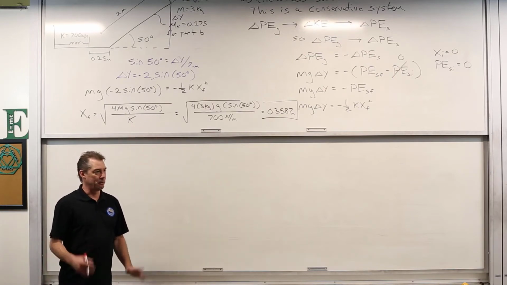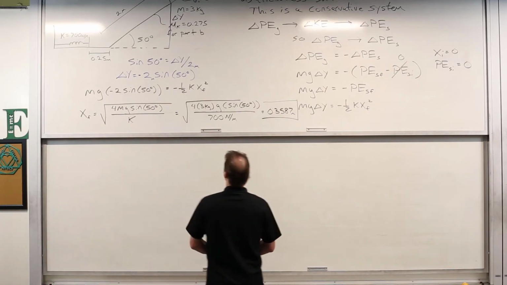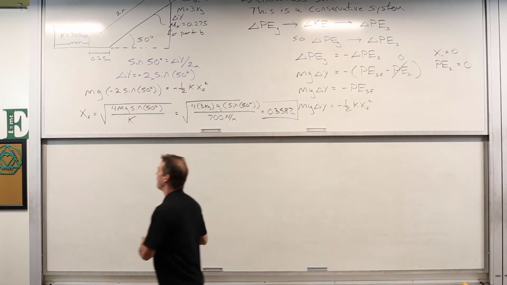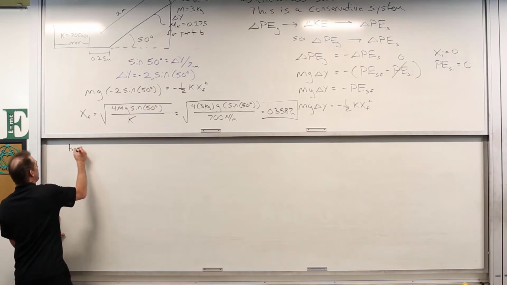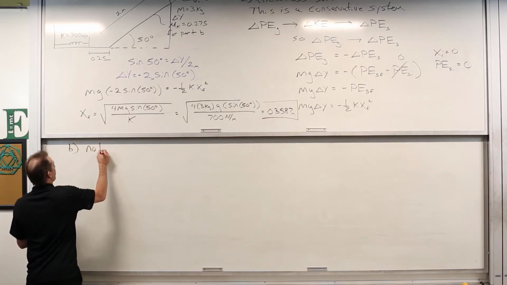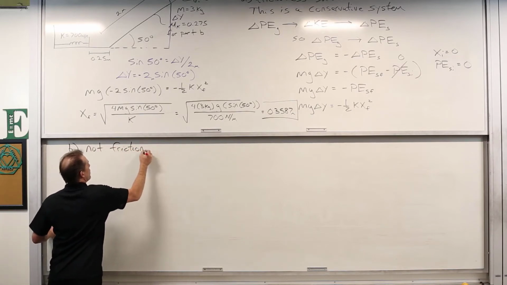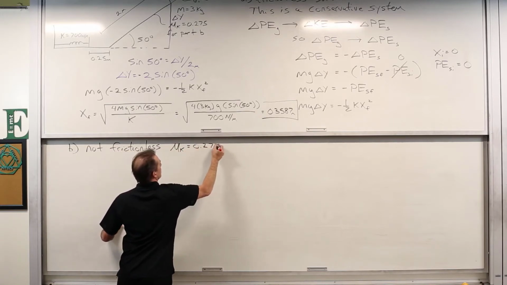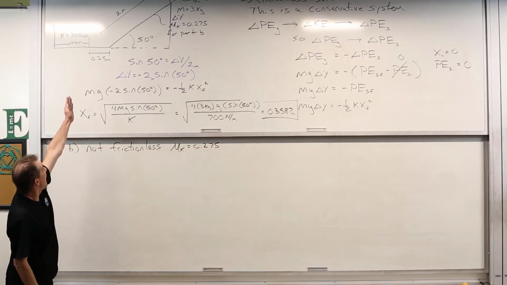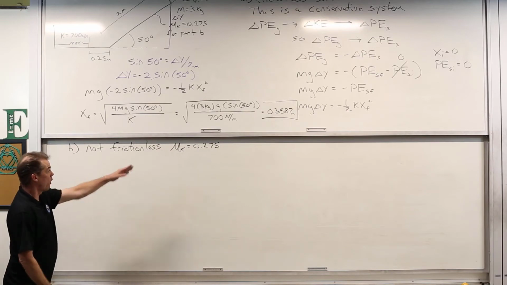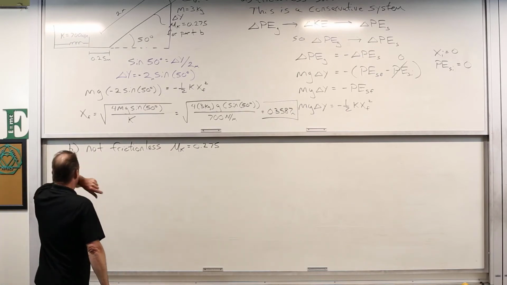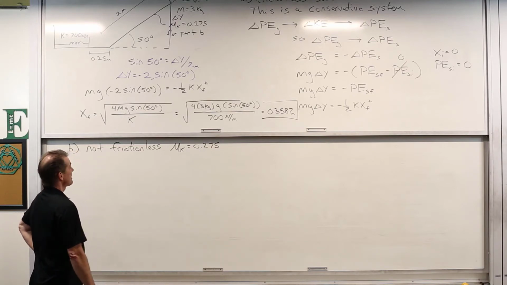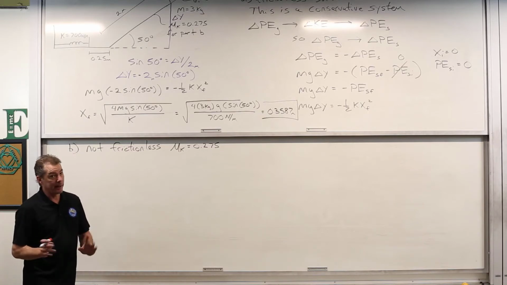Now let's complicate things a little bit and look at the case where we throw in some friction and say that the coefficient of friction is 0.275. Not frictionless. So we're going to say for both the incline and that horizontal surface that the coefficient of kinetic friction is 0.275, excuse me.